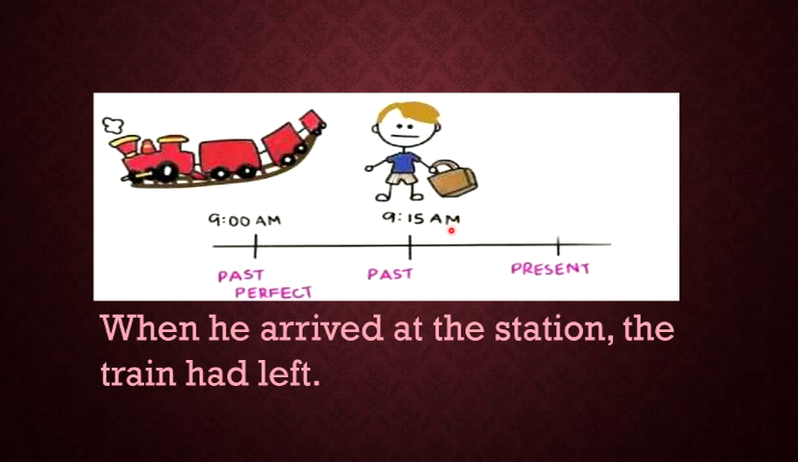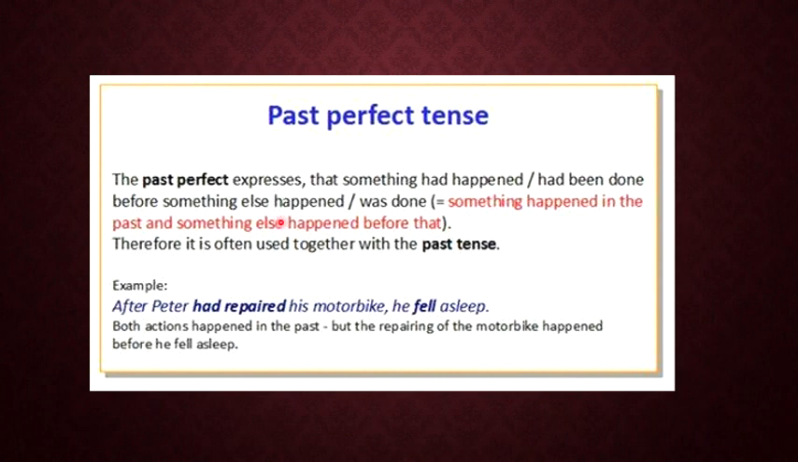Okay? So just keep in mind that the action that happened first will come in your past perfect tense. This is the main rule. Alright? Now let us see next. So the past perfect expresses that something had happened, had been done before something else happened. So when you have two actions, something happened in the past and something happened before that. So the action which happened before, that action will come in your past perfect tense.